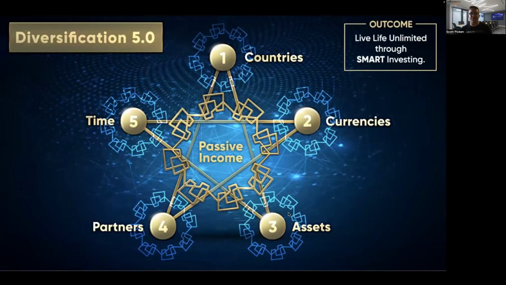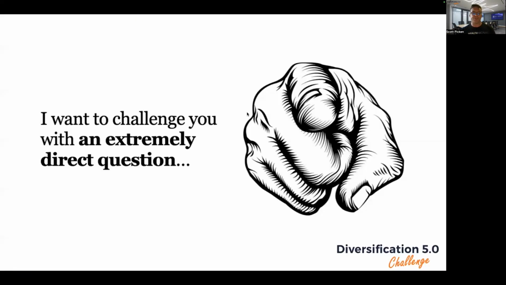So this is the formula. Globally diversified passive income at the middle, you know, literally diversify across countries, currencies, assets, partners, and time. I think I've probably indoctrinated you enough with it.